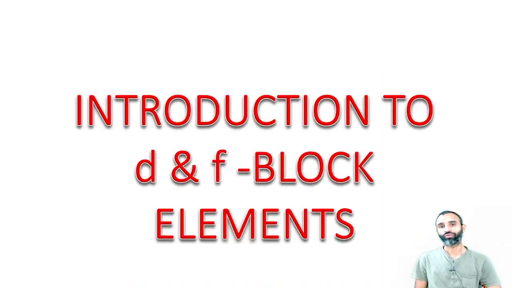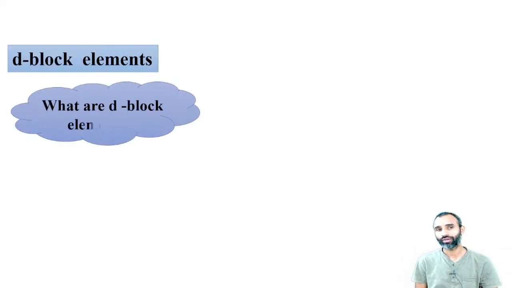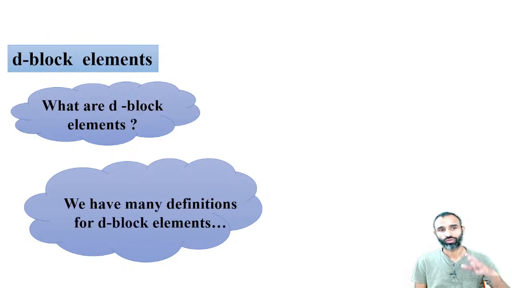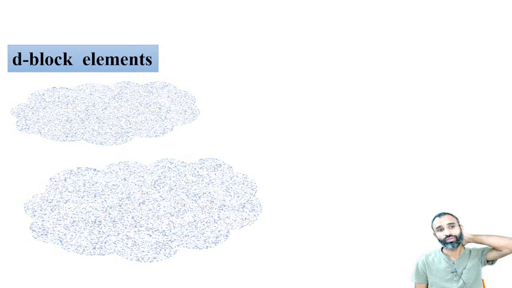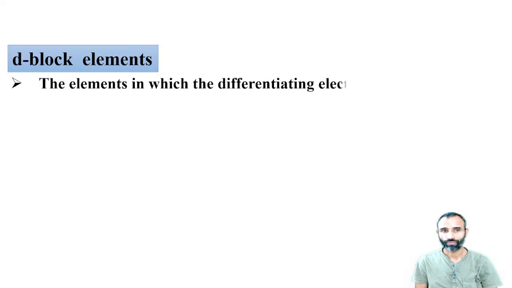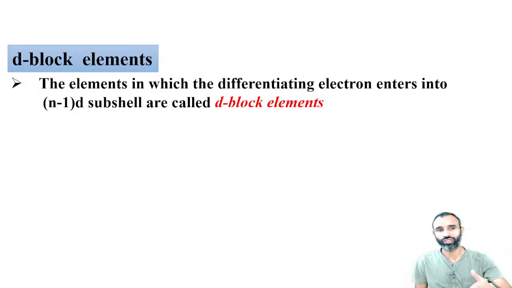So D and F block elements. First, let us see its introduction. D block elements are the elements in which the differentiating electron enters the penultimate D subshell, the n minus 1 D subshell.